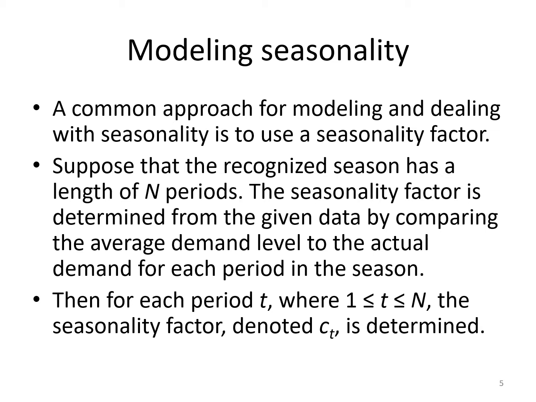So, for each period t, where t is from 1 to n, and again n is the number of periods in a given season, the seasonality factor denoted c sub t is determined. Now, based on this seasonality factor, I can multiply it with an average demand value for the given period, and then from this multiplication, I determine the value of the forecasted demand. We will see how these seasonality factors are used in demand forecasting models.